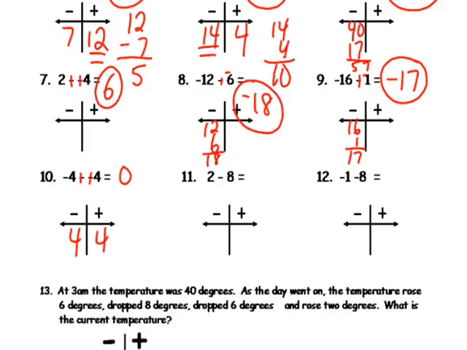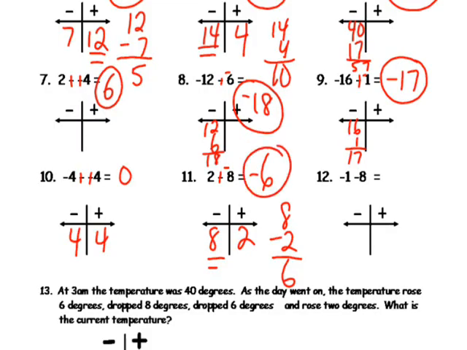Next one, turn it into addition. Add the opposite. So it's positive 2 plus negative 8. We have a war, so we subtract. Which side was stronger? The negative side was stronger, so it's negative 6. The next one, I'm going to add the opposite. It's negative 1 plus negative 8. No war. We just add these together. They were both on the negative side, so it's negative 9.